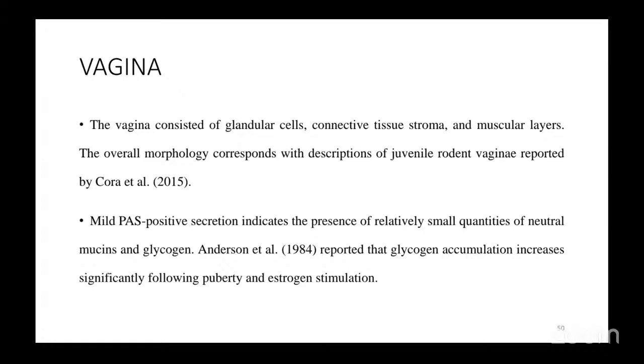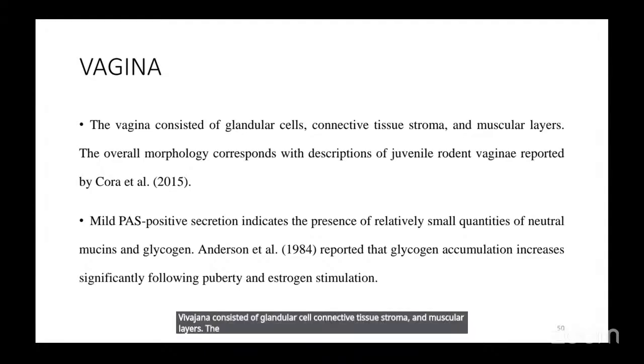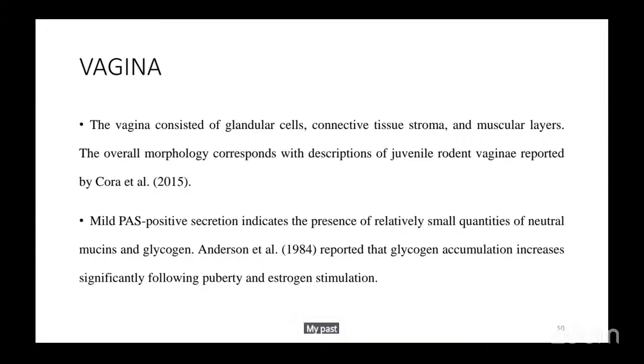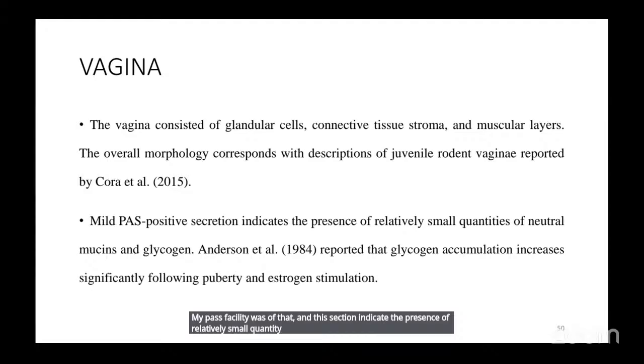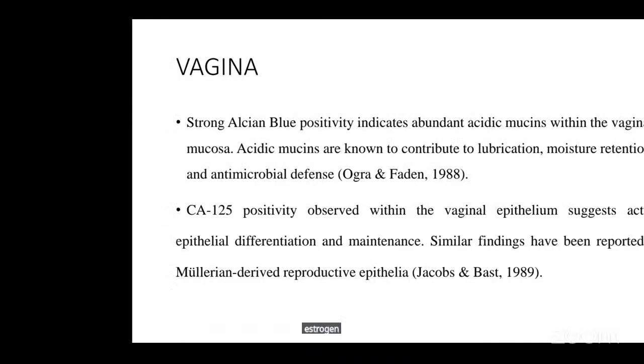The vagina consisted of glandular cells, connective tissue stroma, and muscular layers. The overall morphology corresponds with the description of juvenile rodent vagina reported by Cora et al. in 2015. Mild PAS positivity was observed in the secretion, indicating the presence of a relatively small quantity of neutral mucin and glycoprotein. Anderson et al., 1984 reported that glycogen accumulation increases significantly following puberty and estrogen stimulation.